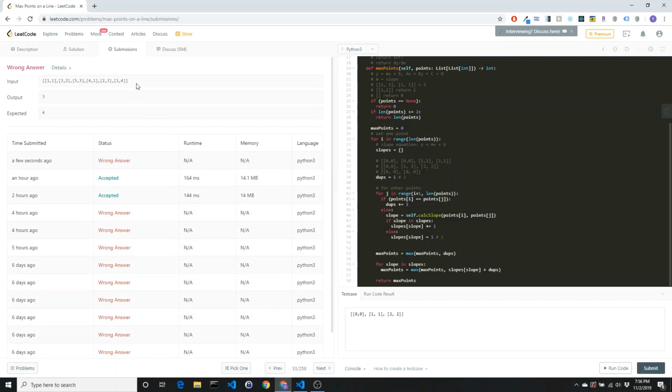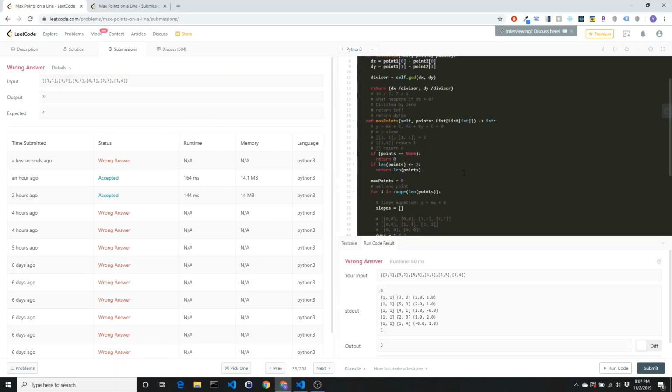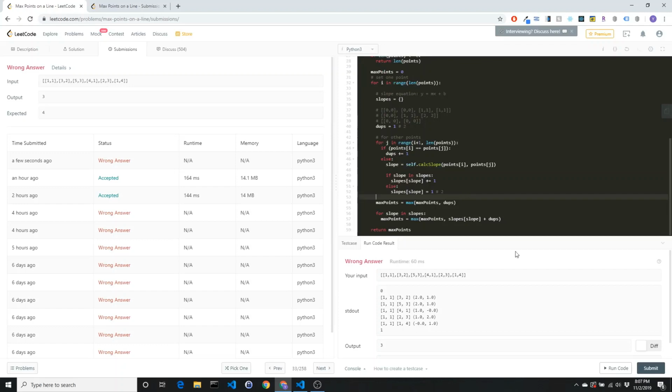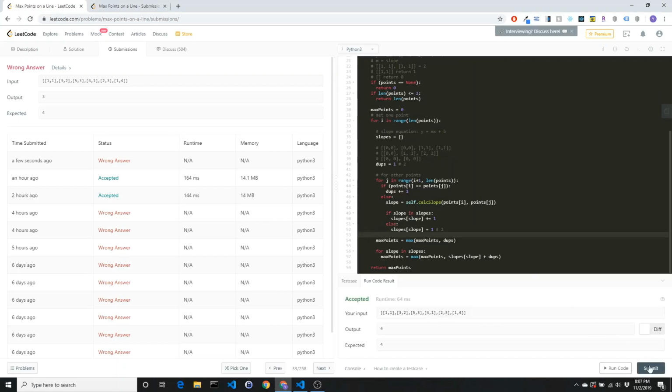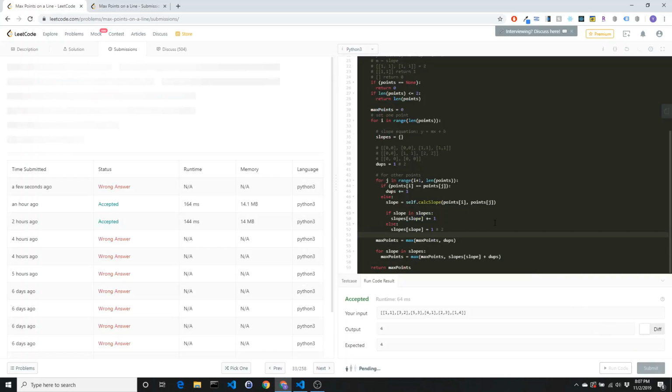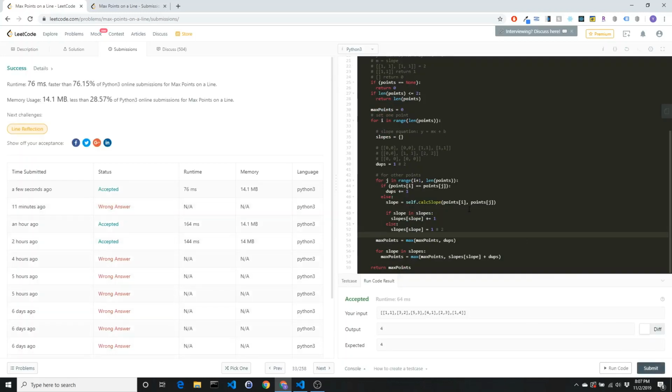Oh, okay, so we failed. So what did we do wrong? Okay, that was stupid. After all that time, it was because we returned max points within the for loop instead of outside of the for loop. Okay, now let's try to submit and see if we pass. And we did. Awesome.